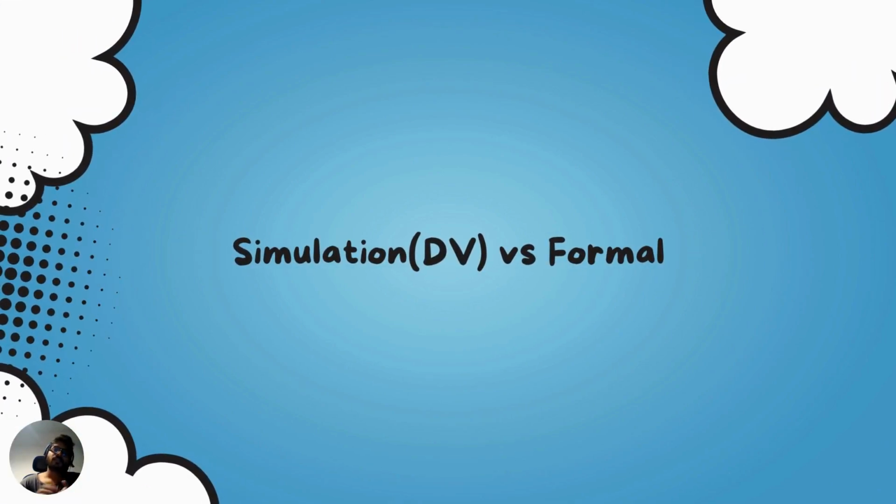Simulation is like test driving a car. You try different roads, different speeds, hope that you covered enough, but you'll never drive every possible road. Formal verification is like hiring a mathematician to prove the car can't crash ever, no matter what road you take. It's more about airtight guarantees than running different tests.